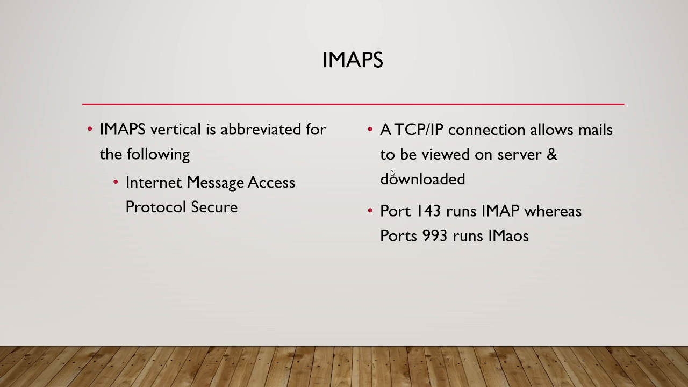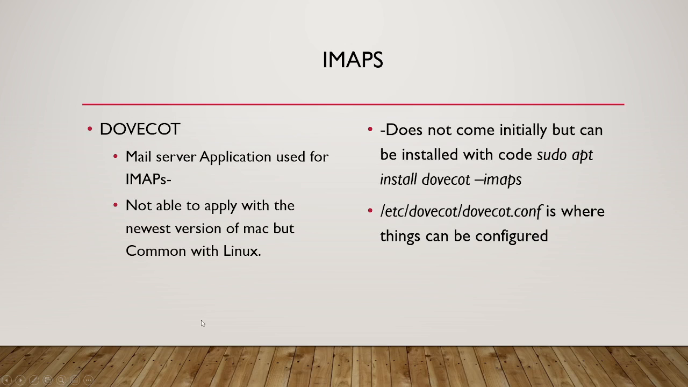Now moving on, we have the application that we'll be using. This application is called Devcot. Devcot is a mail server application used for IMAPS and is not able to apply with the newest versions of Mac, but is more common with Linux. It doesn't initially come installed on your system, so the code to install it is sudo apt install devcot-imaps.